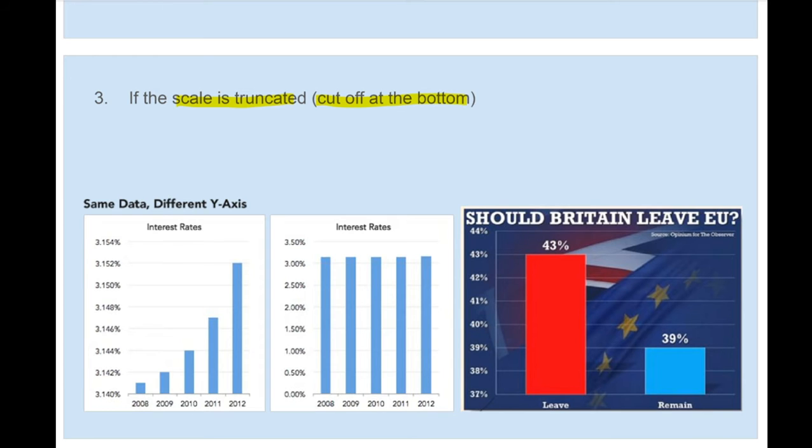Same thing with the graph on the right. Looking at, should Britain leave the EU? Again, we've started at 37%, and we've increased by 1% every time, which, that's a fine scale, nothing wrong with that. But it's a bit misleading because it's showing a larger increase than there actually is, or it's making the percent they want to remain appear much smaller than it actually is.